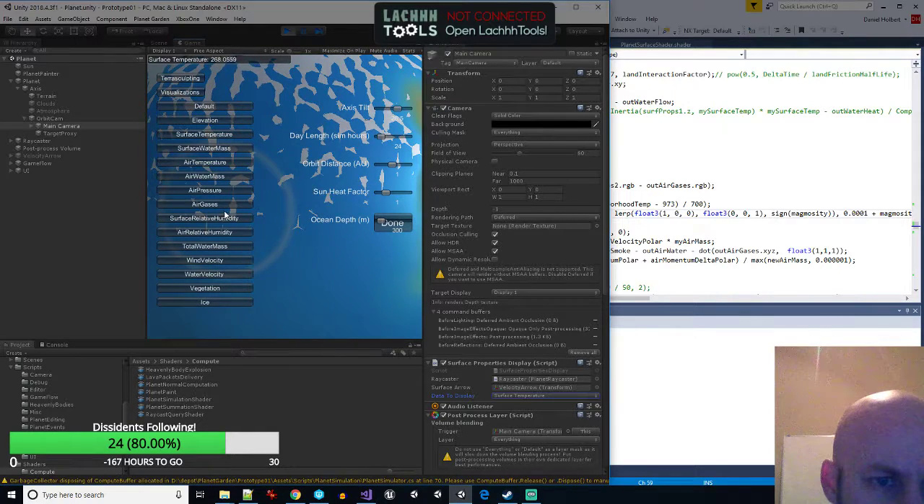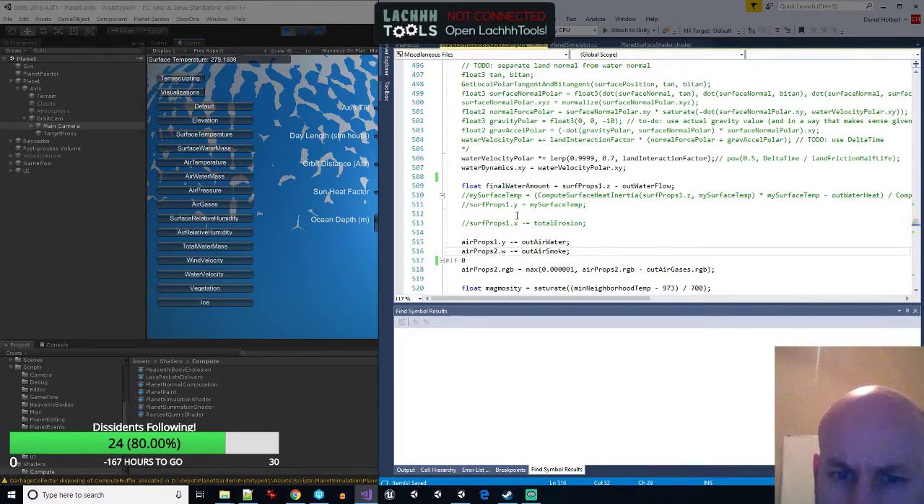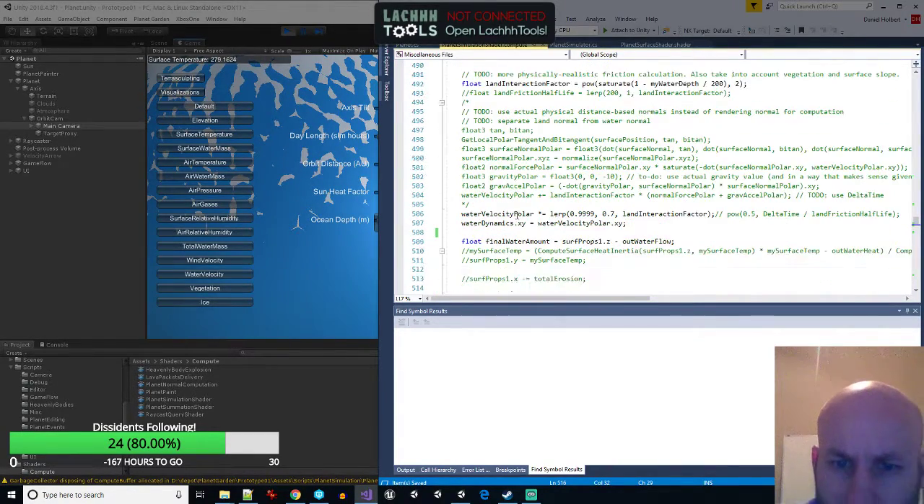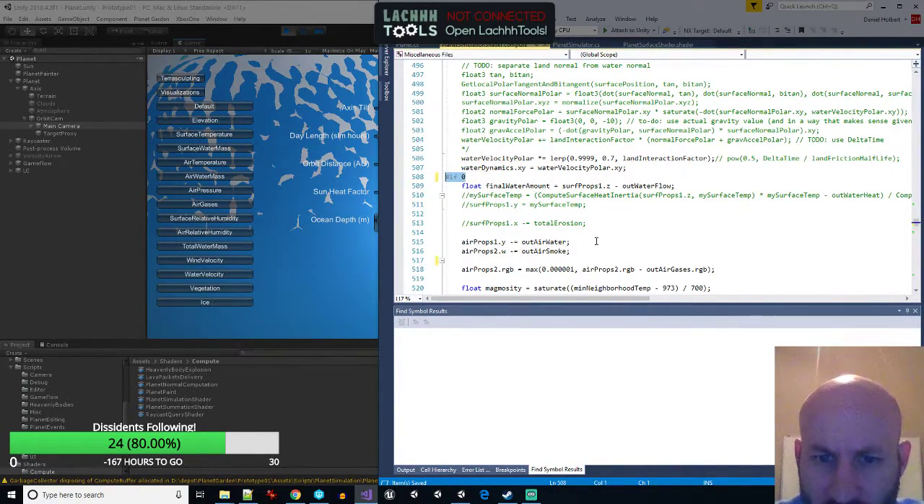But it seems right here it dips pretty quickly for some reason. And I'm not even sure what would be affecting that, because if you look at what I changed, it's actually only air stuff that's changing.